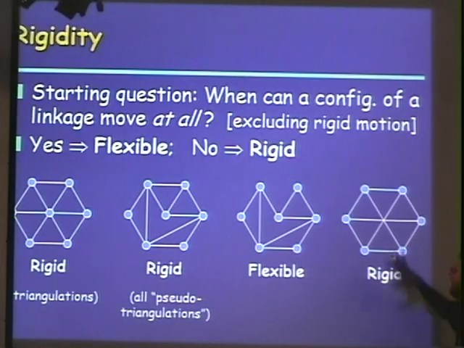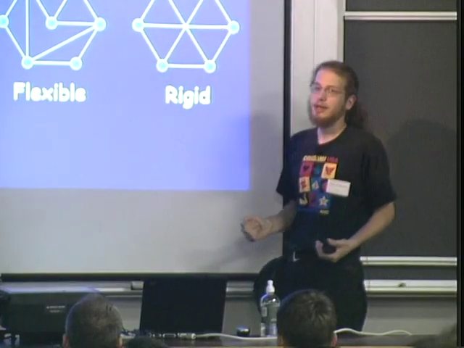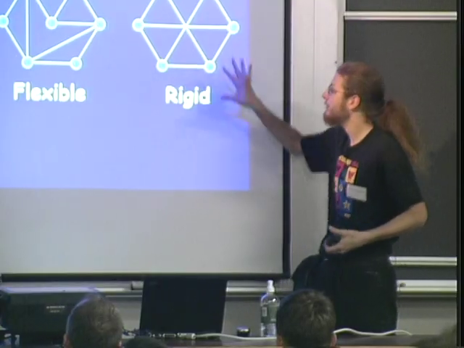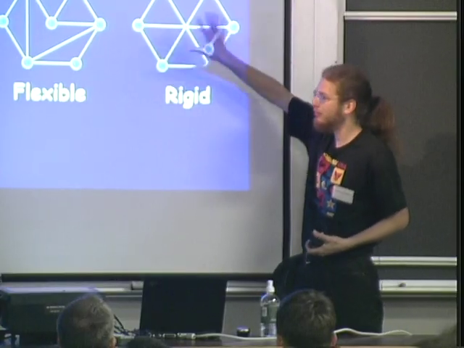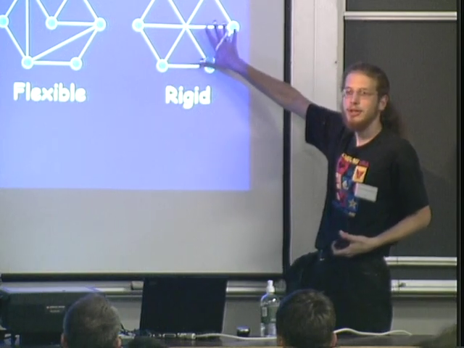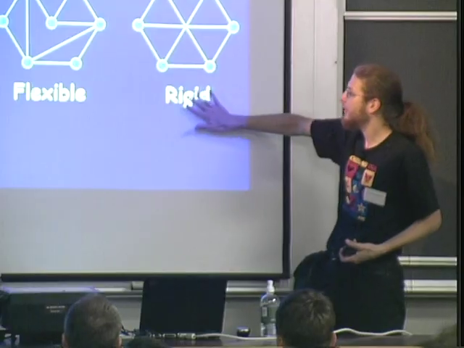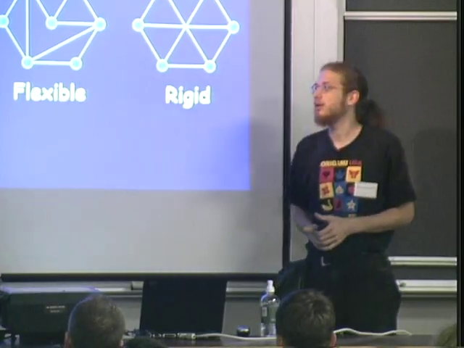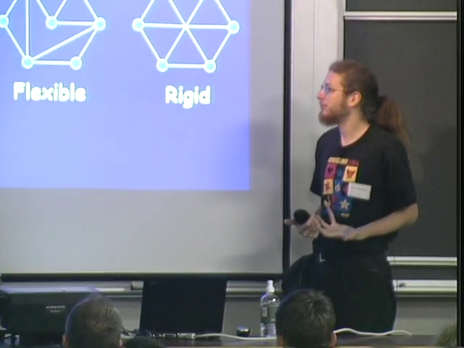I give you some linkage, and I just want to know, can it move at all from this position? So I give you a linkage and a configuration of that linkage. I draw it in the plane, let's say. Can this thing move? If it can't move, it's called rigid. If it can move, it's called flexible. That's it. It just has to move a little bit. It's a very natural question.